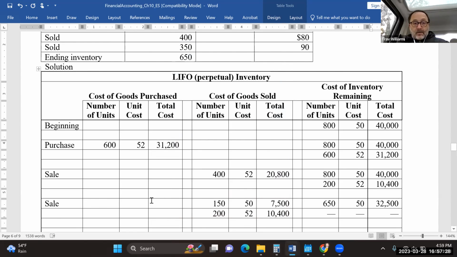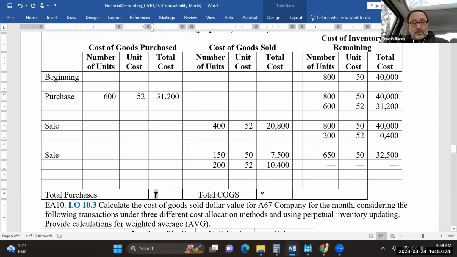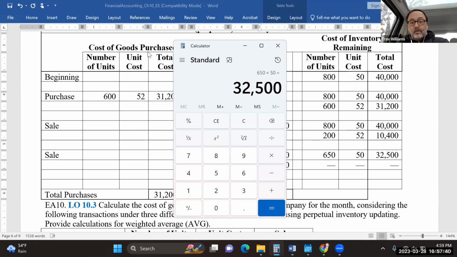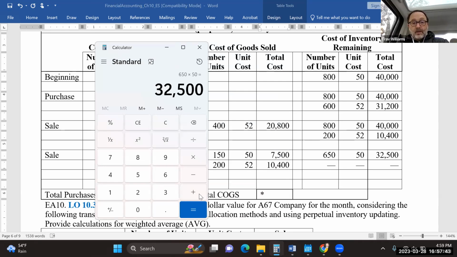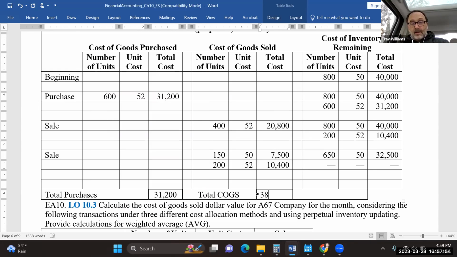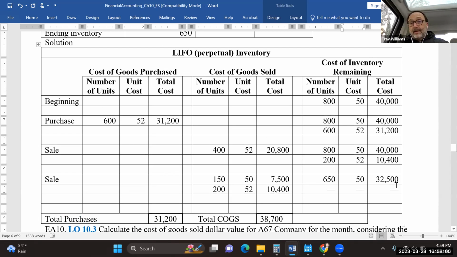All right, so now when we add up our purchases, it's still the same 31,200, but our cost of goods sold has changed compared to the FIFO method. 20,800 plus 7,500 plus 10,400. So now we have 38,700 as our cost of goods sold. And here we completely sold that second lot. There's none of that left. So we could see the ending inventory is 32,500 from the one lot that remains.